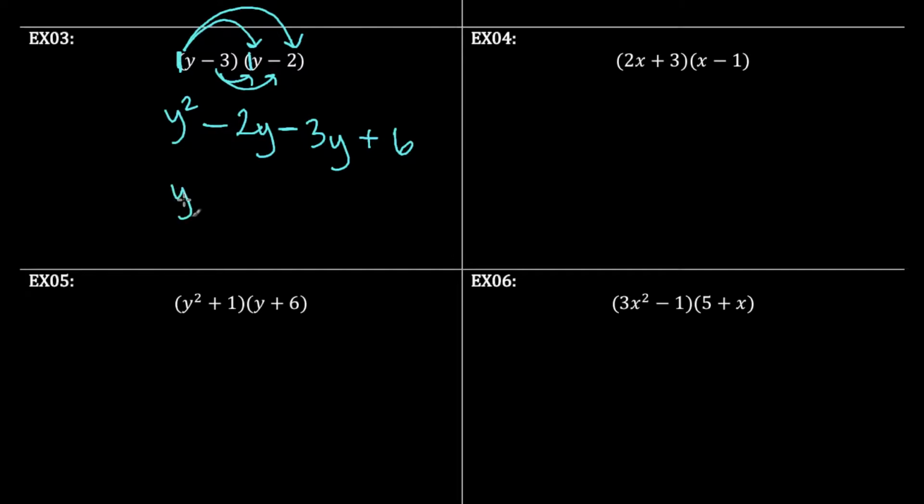So y squared, remember there's no more. And we have negative 2 copies of y, or minus 2 copies of y, minus 3 copies of y, is minus 5 copies of y. And then our constant is plus 6.